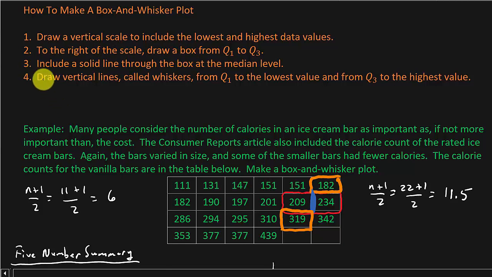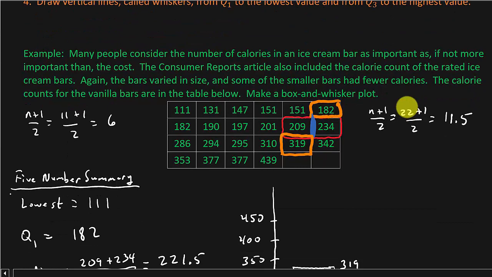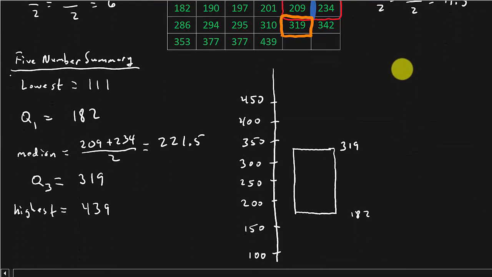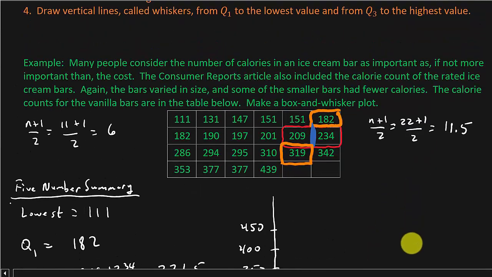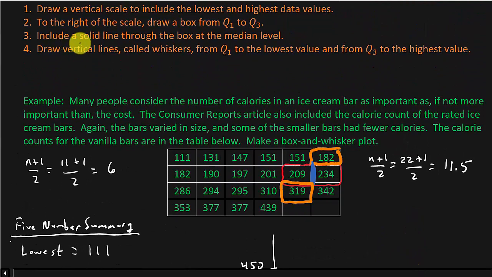And then 3, include a solid line through the box at the median level. Our median is 221, so 221 is going to be about right in here. Include a solid line, or 221.5. That's your median. So that's number 3 there.